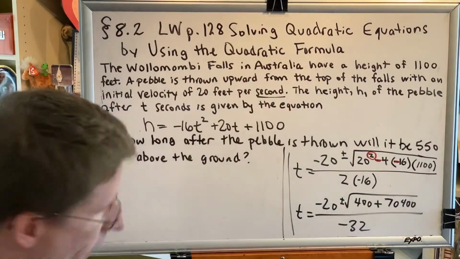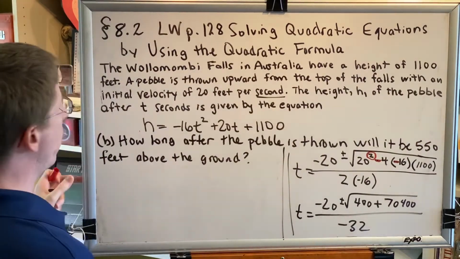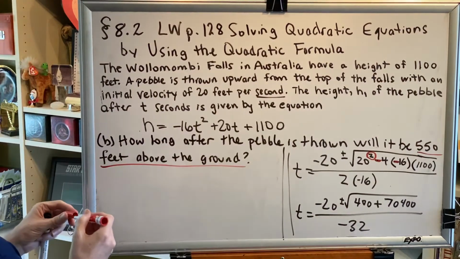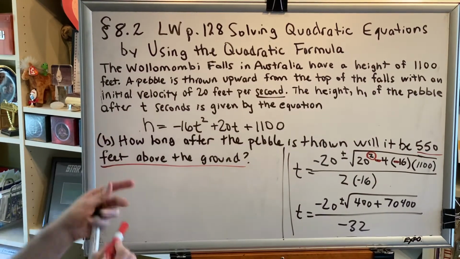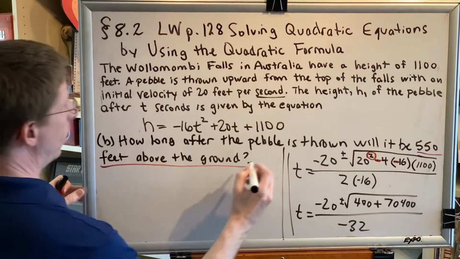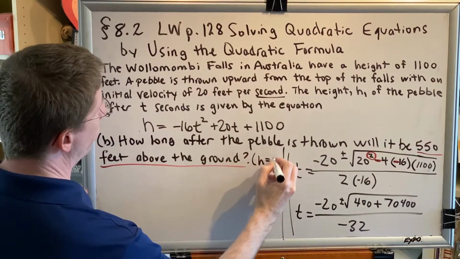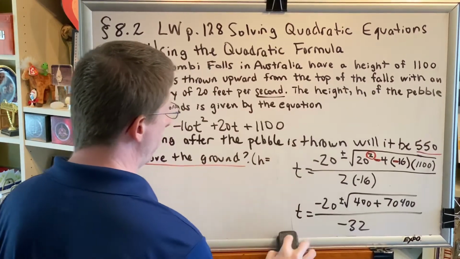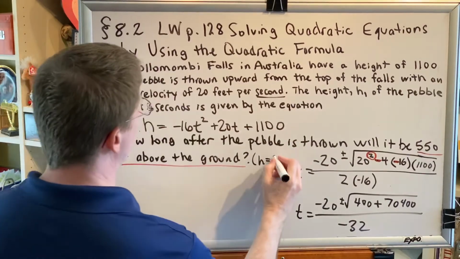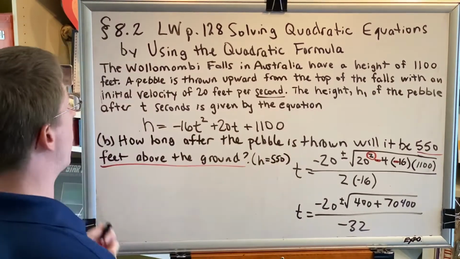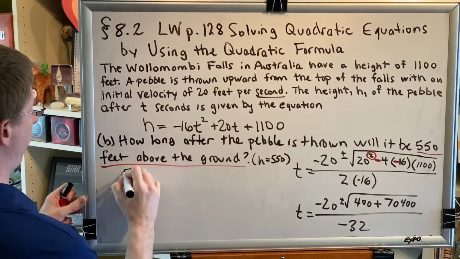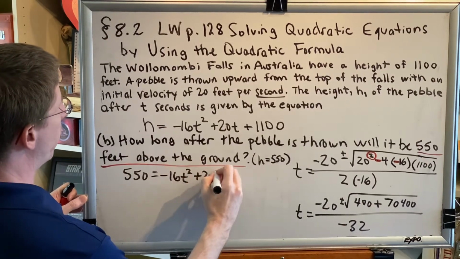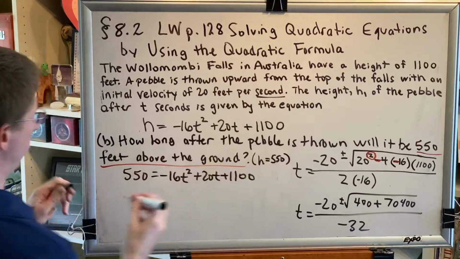Okay, let's see if we can solve this. So, the most important part of this sentence is this phrase, 550 feet above the ground. What that's telling me is that h, which measures height above the ground, is 550. H equals 550. So then this is going to be a very similar exercise to the one we did just a moment ago. Replace h with a number and solve. So h gets replaced with 550, so we have 550 equals negative 16t squared plus 20t plus 1,100.